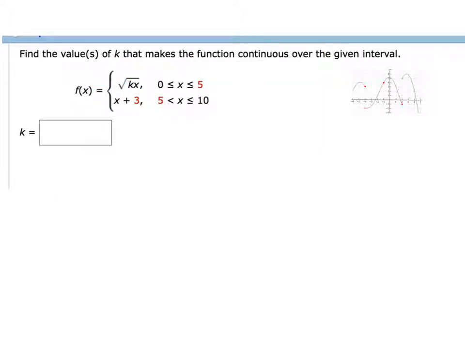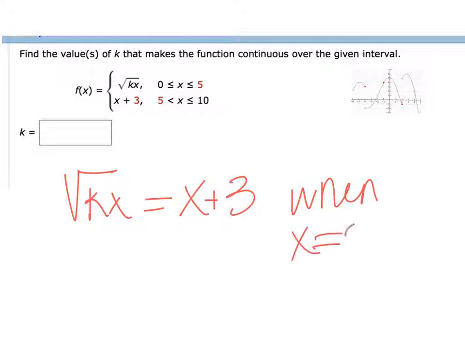So with all that being said, we basically want the square root of kx to equal x plus 3 when x is 5. We want this y value to equal this y value when x is 5 at that breaking point. Because if those y values are different, then the limit won't exist, as you can see from this broken graph over here. But when those y values are the same from one piece to the other, the limit does exist.